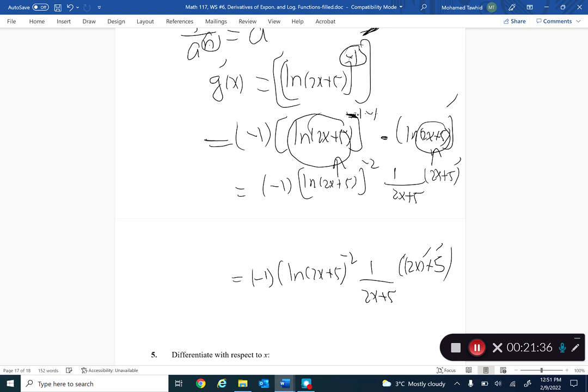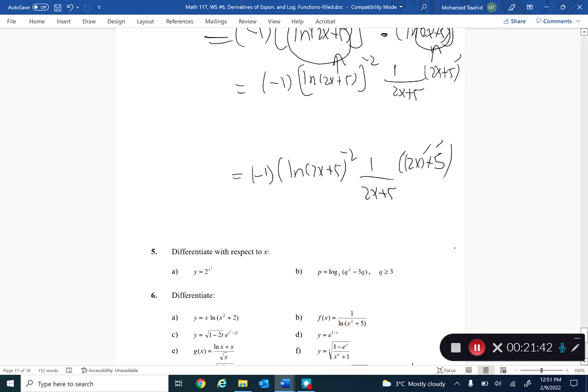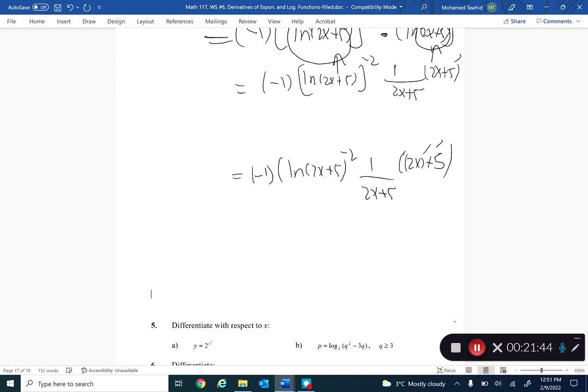Because you have plus in the middle, you take the derivative term by term. So you have 2x prime plus 5 prime. What is the derivative of any constant? That's 0. What is the derivative of 2x? You get 2.